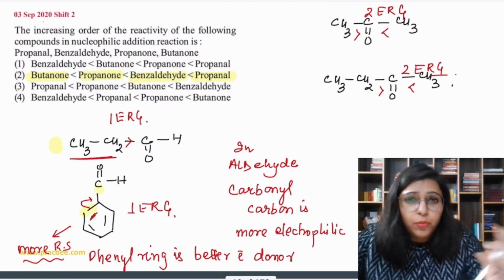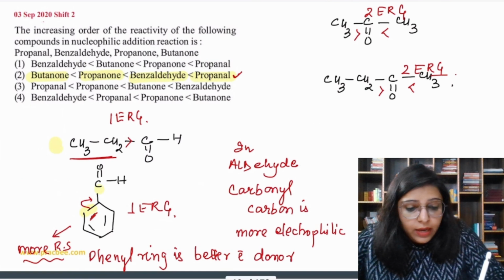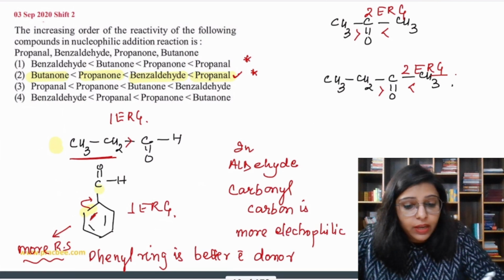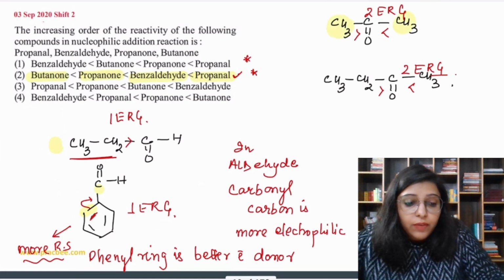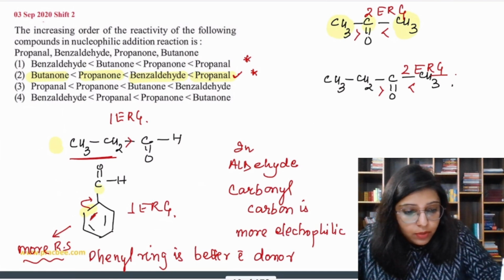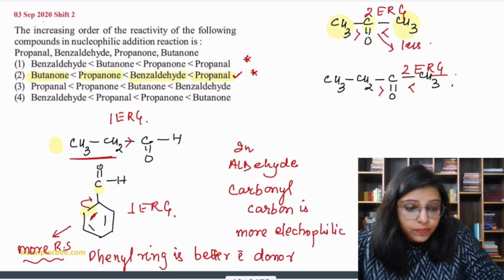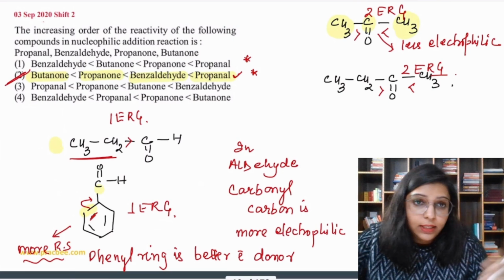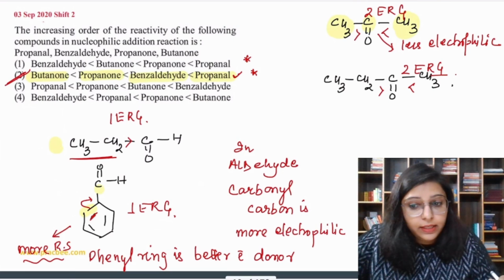So first of all, the propanol. So we have two options, number 1 and option number 2. And after that we have benzaldehyde. We cannot have propanol. Why? Because in propanol we have two electron releasing groups. So if we have two electron releasing groups, then this carbonyl carbon is going to be less electrophilic. So on the basis of that we can take option 2 as the correct answer.